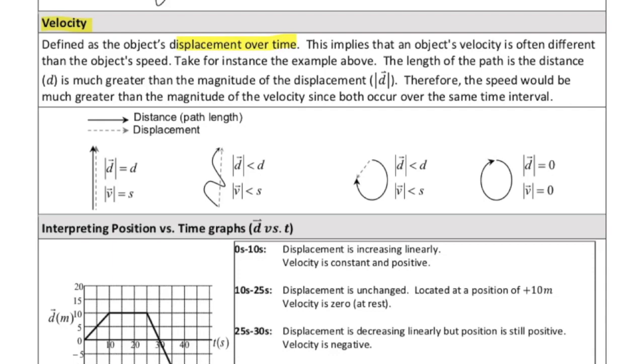So there's a couple of neat little things about this. When we have a straight line, the magnitude of the displacement is going to be the same as the distance, and the magnitude of the velocity is going to be the same as the speed. But in every other circumstance, the magnitude of the displacement is always going to be smaller than the distance, and the magnitude of the velocity is always going to be smaller than the speed.